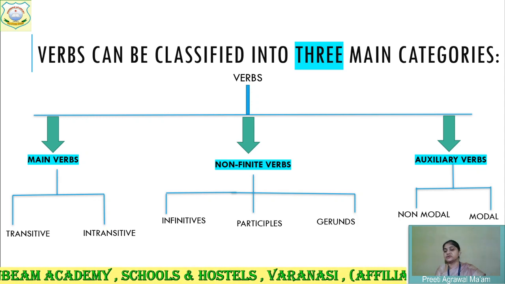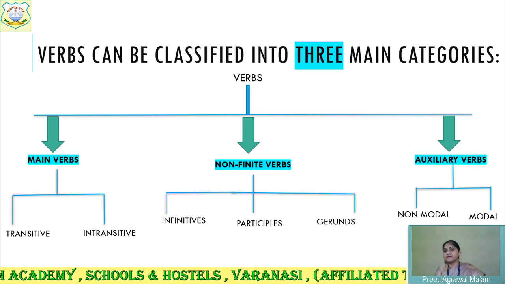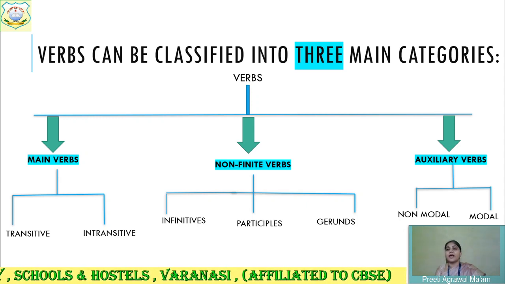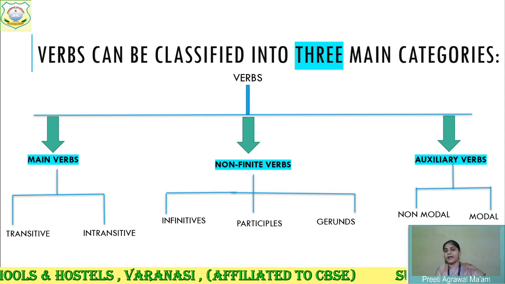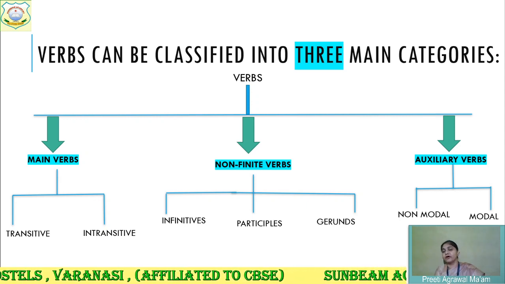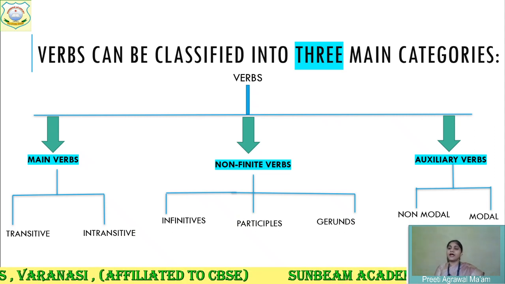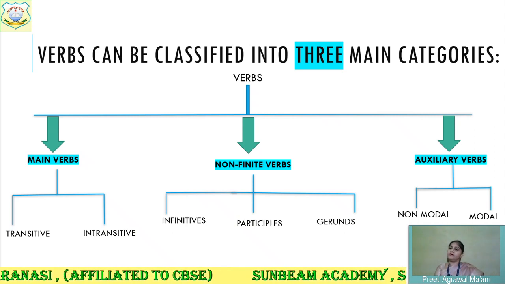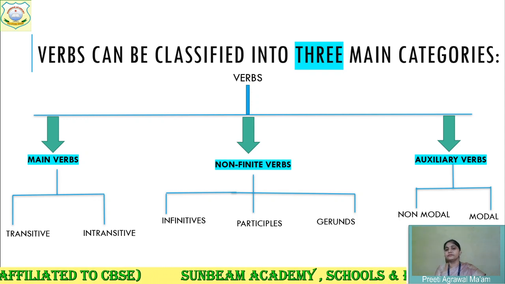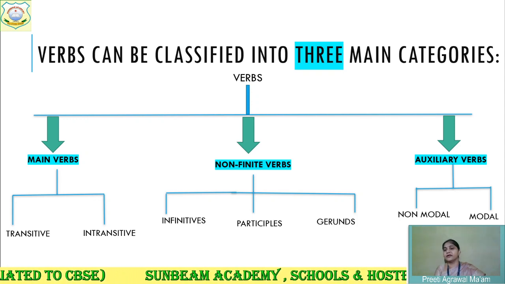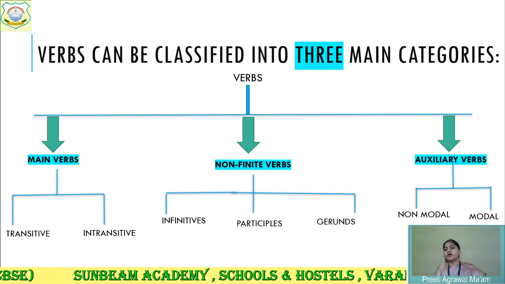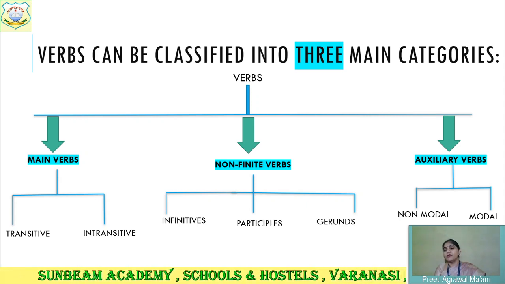Suppose I say, he is going. So "is" has been used with "going." "Go" is your main verb here and "is" is your helping verb. Be form of verb means we can use is, am, are, was, were, and it comes under the category of auxiliary verb. Okay, and this is called your non-modal.